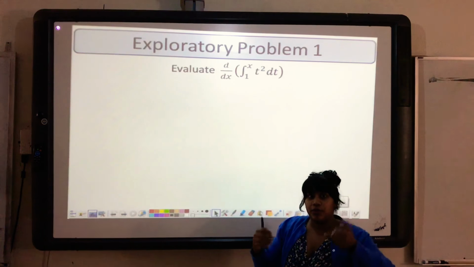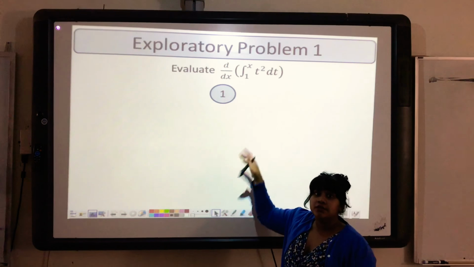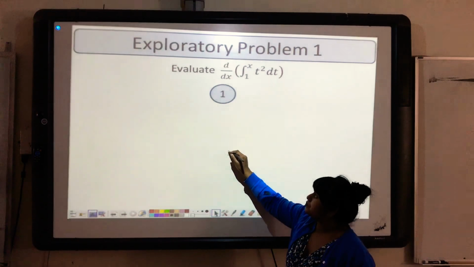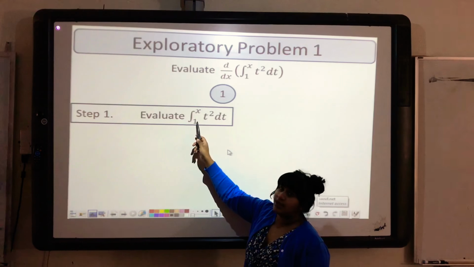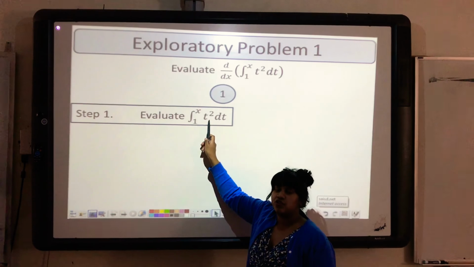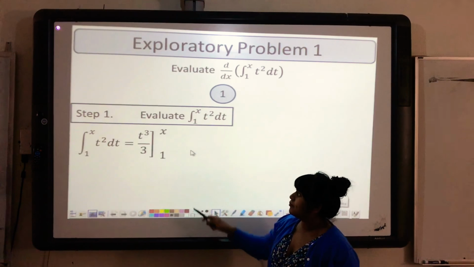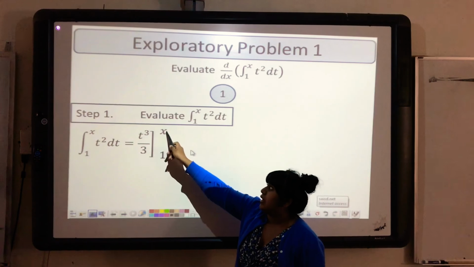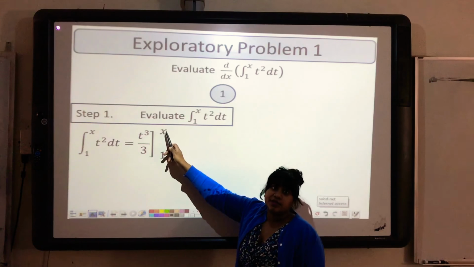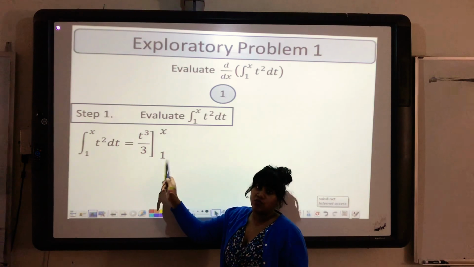Let's begin with our parentheses. So step 1, let's go ahead and integrate our function. So we're going to evaluate our definite integral first. So the integral of t squared is just t cubed over 3. So we'll evaluate that from 1 to x. There it is. We'll plug in our x because that's our fundamental theorem of calculus that we already learned, F of b minus F of a. So F of x minus F of 1.